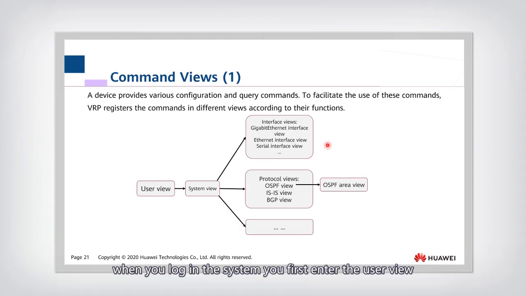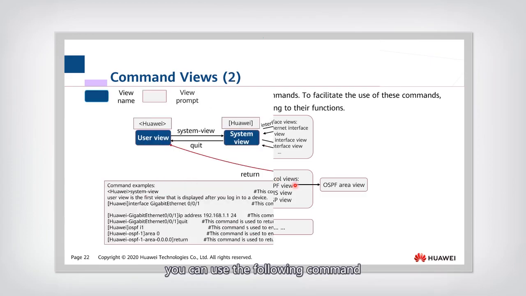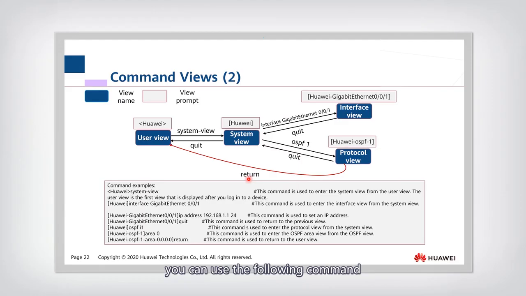When you log into the system, you first enter the user view. In user view, you can only do some view commands, the query commands. If you want to configure the system, you need to enter the system view and then enter the interface view or the protocol views. How to enter from one view to another, you can use the following commands.